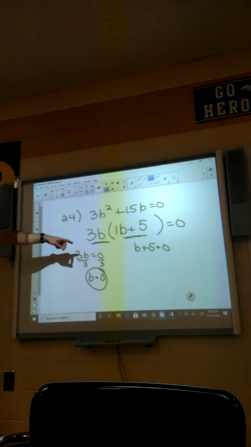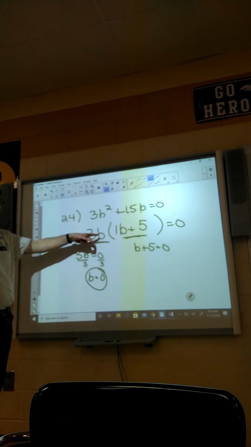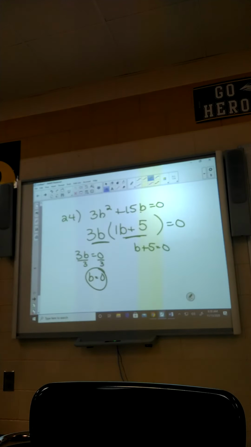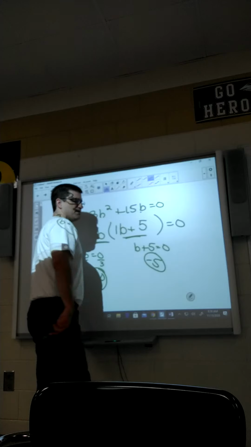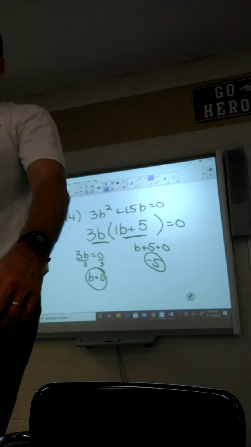So this is what you've got to do when it's got a variable. When it doesn't have a variable in the front, you just cross it out like we did on the last problem. All right, what's this answer going to be here? Good, -5. That's how you find both answers. That's as much as I can tape on that.